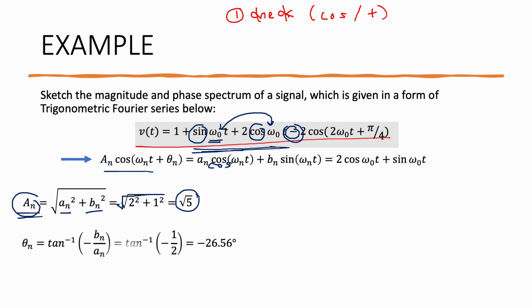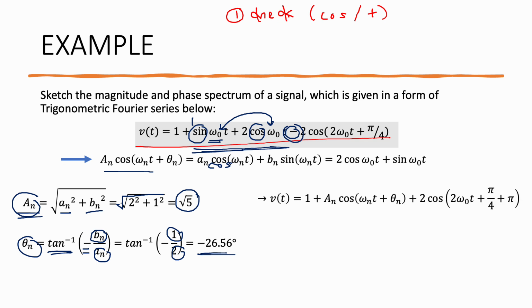Next, how about the phase? So to find the phase, we need to have tangent negative, and don't forget there is a negative inside the bracket. Sine divided by cosine. So the sine coefficient is 1 here, 1 divided by 2. So we get the phase is negative 26.56.